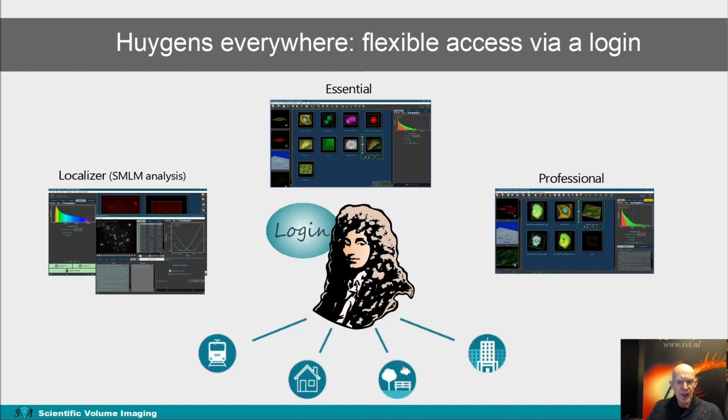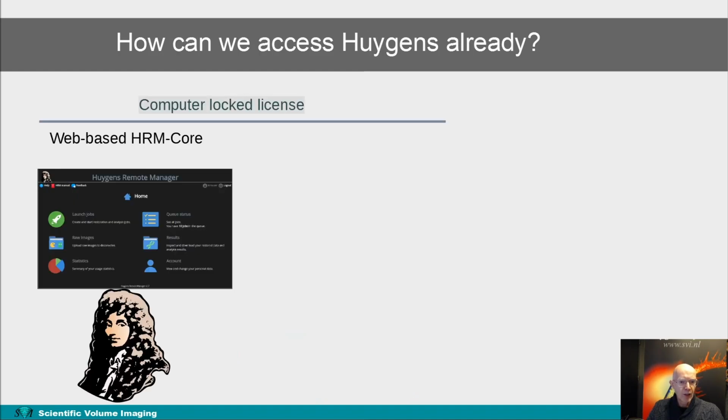How can we access, and could we access, Huygens already? For example, a computer-specific license for Huygens Core installed on a powerful workstation can be accessed via the web interface Huygens Remote Manager, allowing you to use Huygens via your web browser from anywhere.